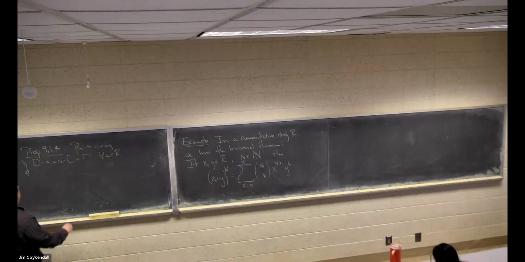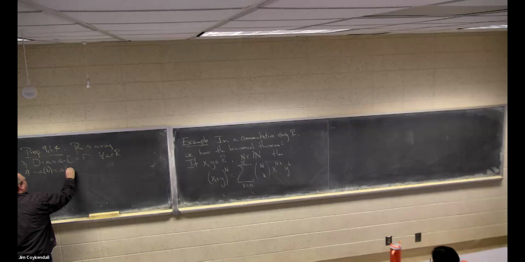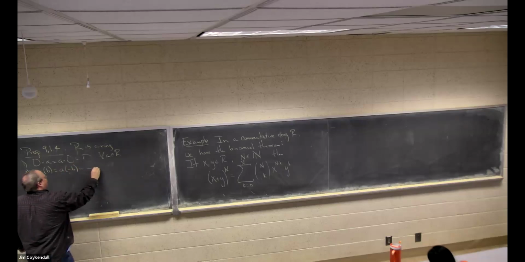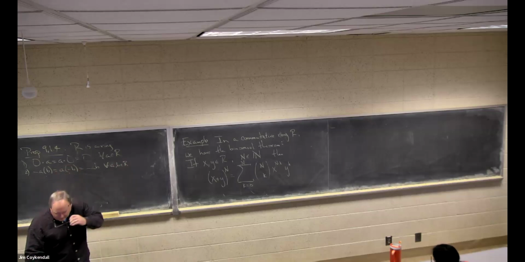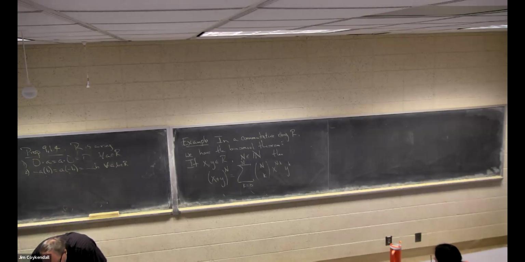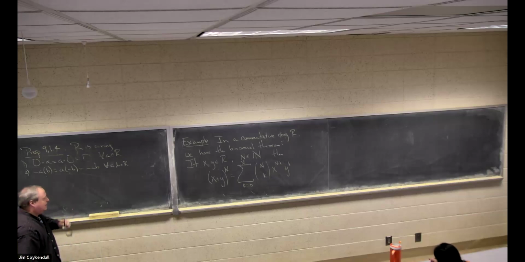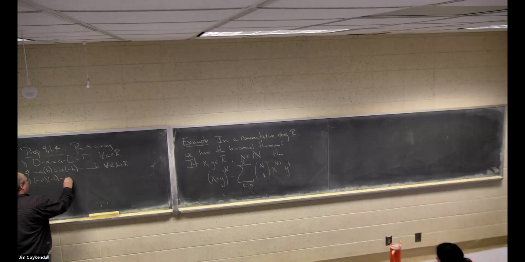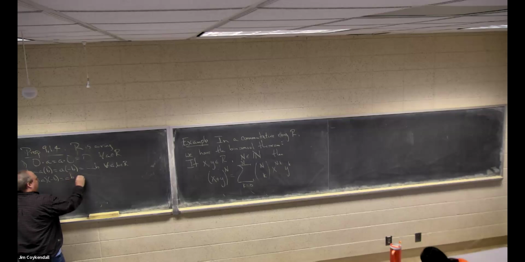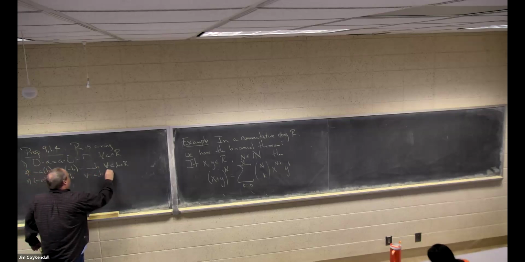Minus AB equals A times minus B equals minus AB for all A, B in R. Three: minus A times minus B is AB for all A, B in R. What is minus? The additive inverse, because remember it's an abelian group.